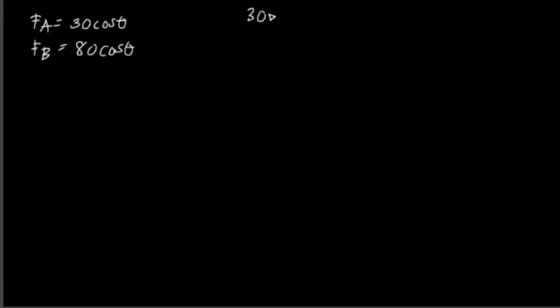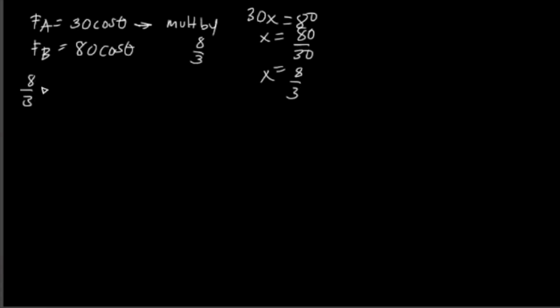So, 30x is equal to 80. So, x is equal to 80 over 30, which is just 8 over 3. So, x is equal to 8 over 3. Therefore, multiply natin tong FA by 8 over 3. So, 8 thirds FA is equal to 30 times 8 over 3. 30 times 8 over 3, maka-cancel to, 10. 10 times 8 is 80. So, tama. Magiging siyang 80 cosine theta.